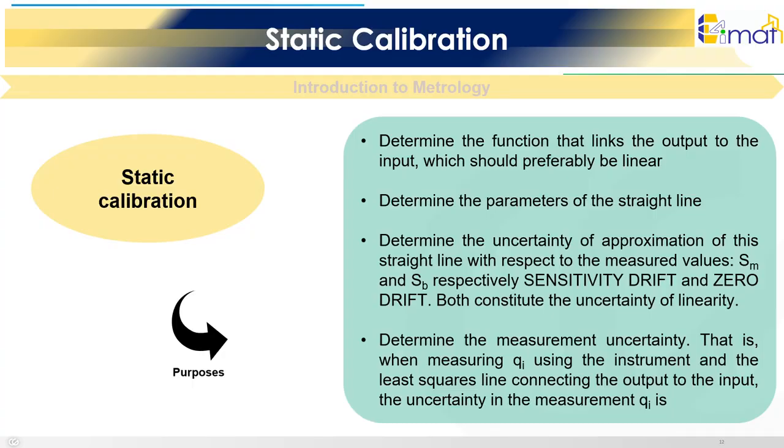The objective is to determine the best fit linear relationship between input and output and quantify the uncertainty of this approximation. This includes estimating the uncertainty in the measured quantity using the calibrated instrument. Understanding these uncertainties is essential to ensure that measurement results remain within acceptable tolerance limits.